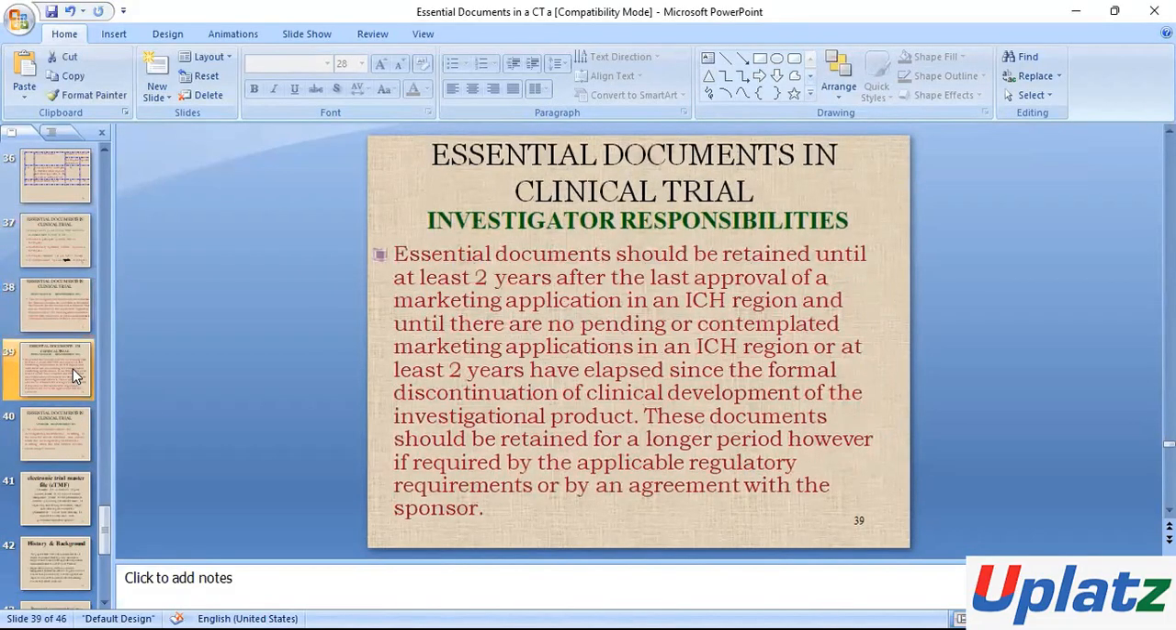So moving to next slide, investigator responsibility. Essential documents should be retained until at least 2 years after the last approval of a marketing application in an ICH region and until there are no pending or contemplated marketing applications in ICH region, or at least 2 years have elapsed since the formal discontinuation of clinical development of the investigational product. These documents should be retained for a longer period, however, if required by the applicable regulatory requirements or by agreement with the sponsor.